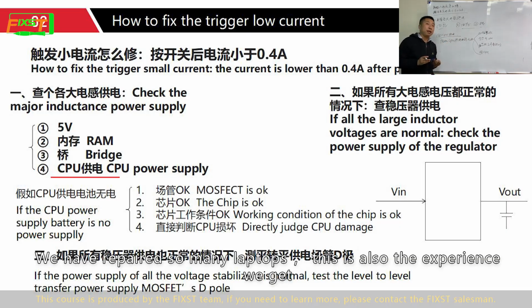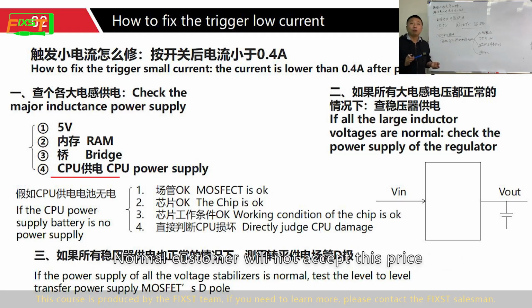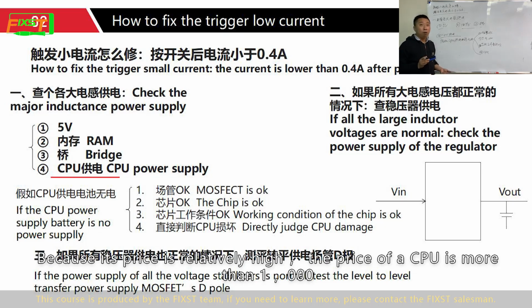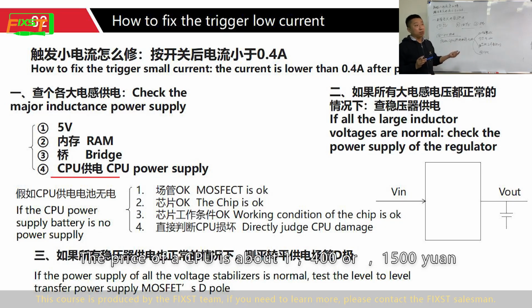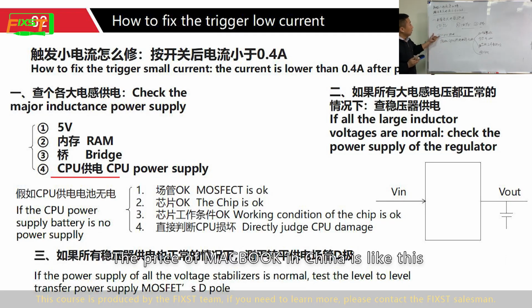We have repaired so many laptops, there is also the experience we get. But in daily maintenance, the cost of replacing a CPU is relatively high. A normal customer will not accept this price, especially for the Mac produced in 2019 and 2020, because its price is relatively high. The price of the CPU is about 1,400 or 1,500 China yuan. The labor fee may be around 2,000 yuan, and some quotes are more than 3,000. The price of MacBook in China is like this.